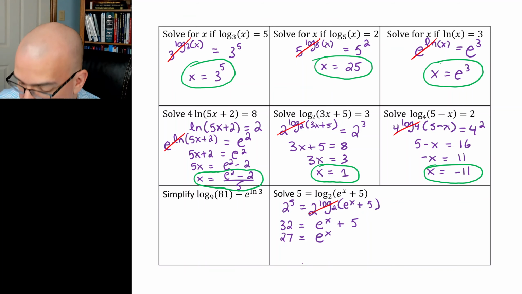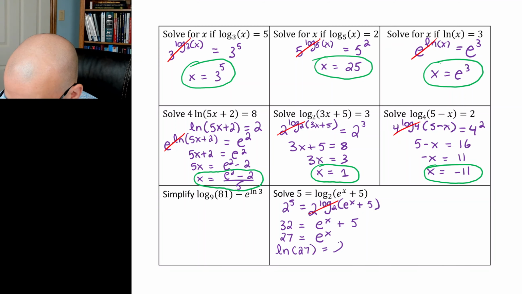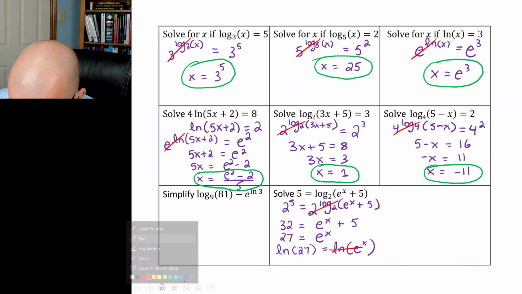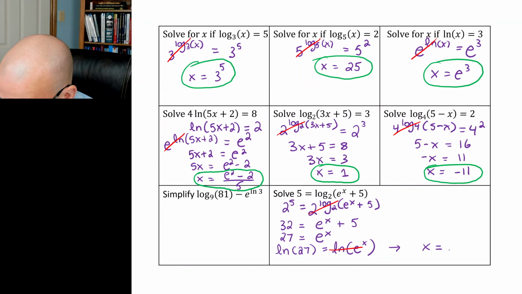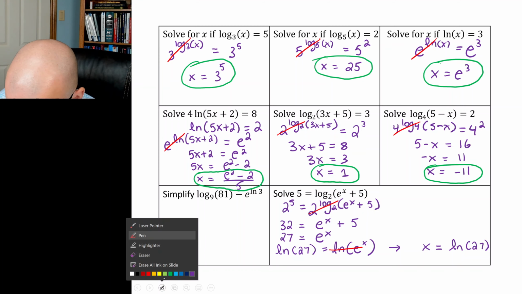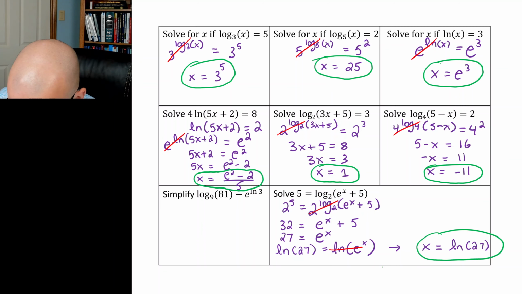Now I'm going to take the ln of both sides. Ln of 27 equals the ln of e to the x. Ln means log base e, so I can do a cancellation there. And we have x left over on the right equals the ln of 27. That's our answer.